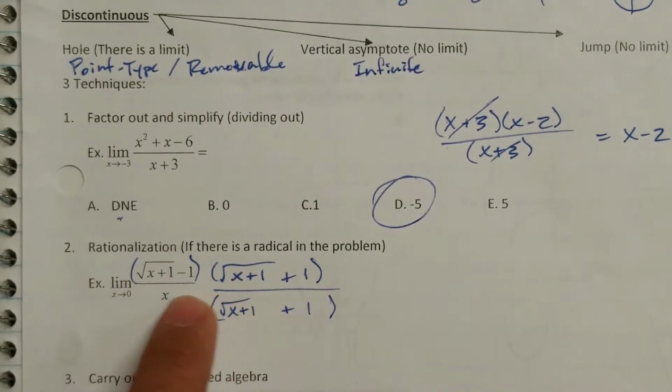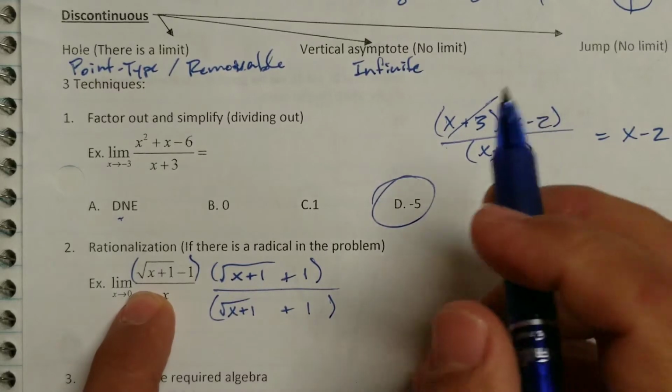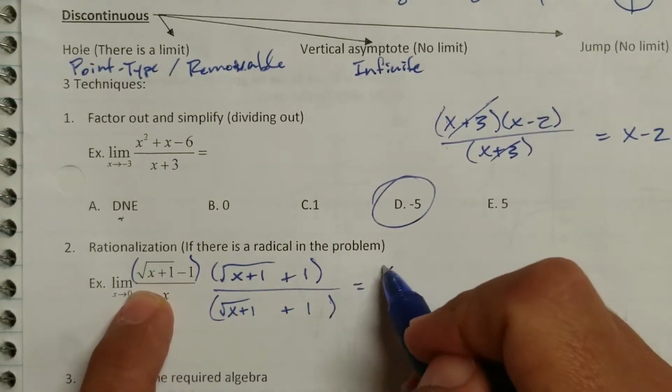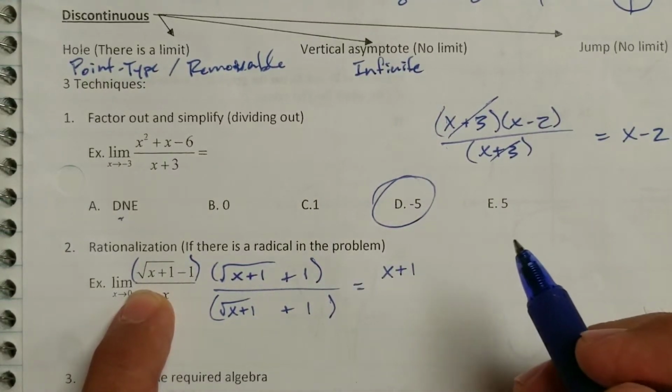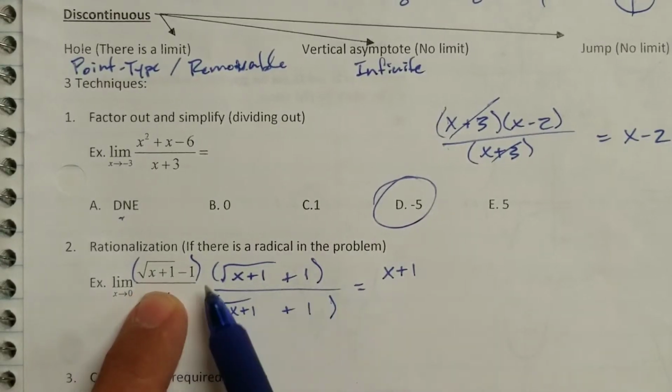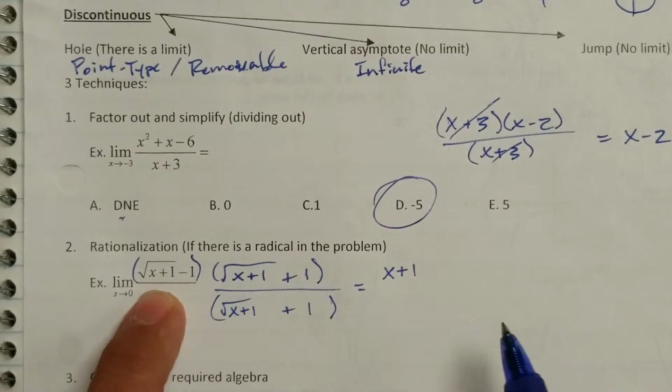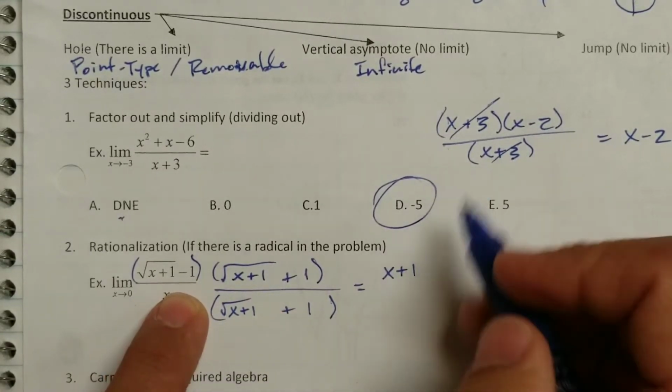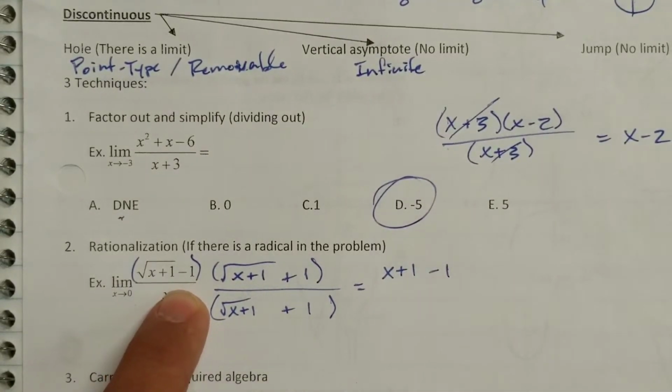When I do that on top, square root times the square root gives us just x plus 1. Outside is a positive square root, inside is a negative square root, so those will cross out, and then negative 1 times 1 is a negative 1.